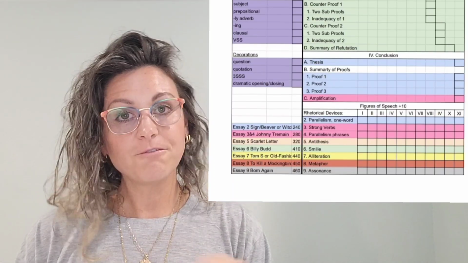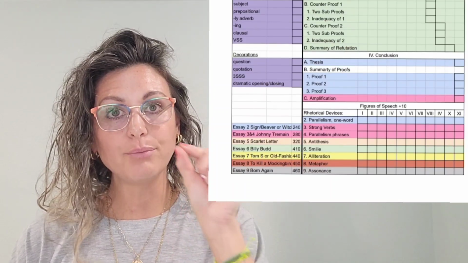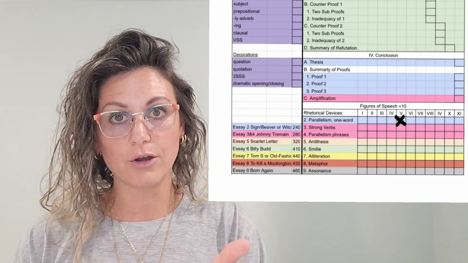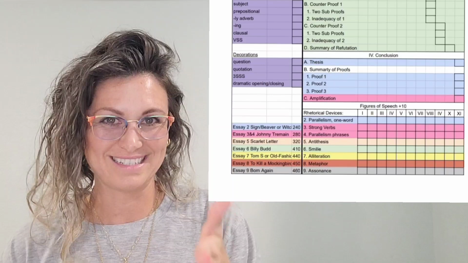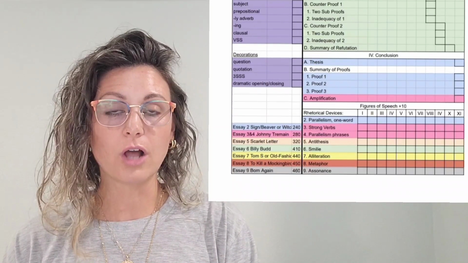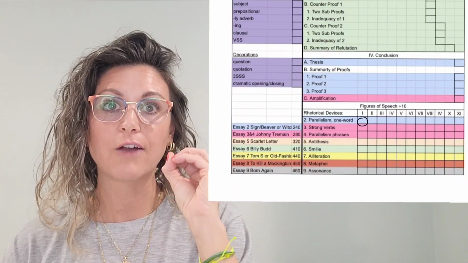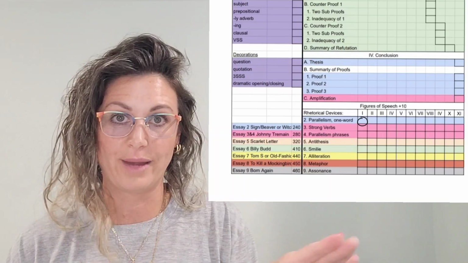So when I find this rhetorical device, I put an X in the box under the paragraph number that it was in. If it's not in the paper at all, I put a circle under paragraph 1 to show that it wasn't in the whole paper.